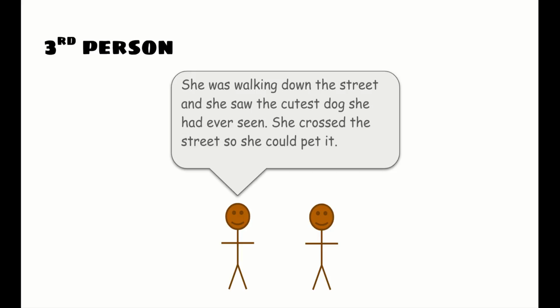Third person, she was walking down the street and she saw the cutest dog she had ever seen. She crossed the street to pet it. Who is this person talking about? Who is the subject of this story? Who did all of these actions? It's not the person on the left, and it's not the person on the right either. They're talking about a third person. So this person is the one who did all the things in this story. That's why we call it third person.